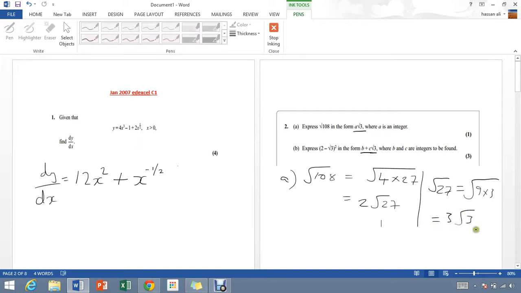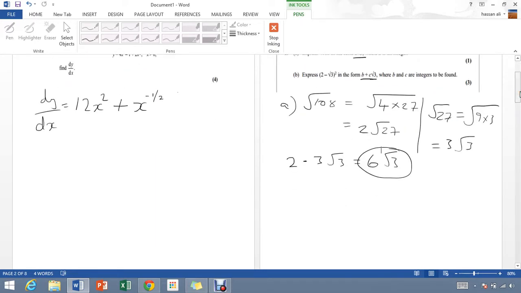Now if we bring this back into here, we're saying that it's 2, and this dot can represent times as well, 2 times 3 root 3, which if I simplify that further will just give me 6 root 3, and then this is my final answer. So a will be 6.